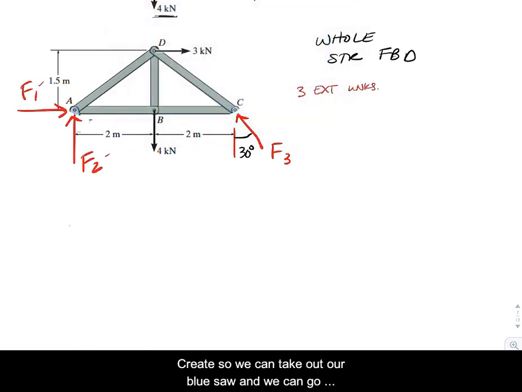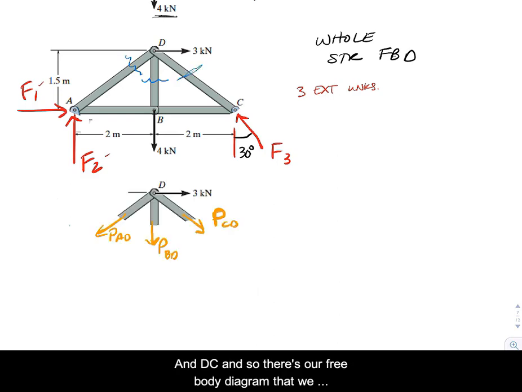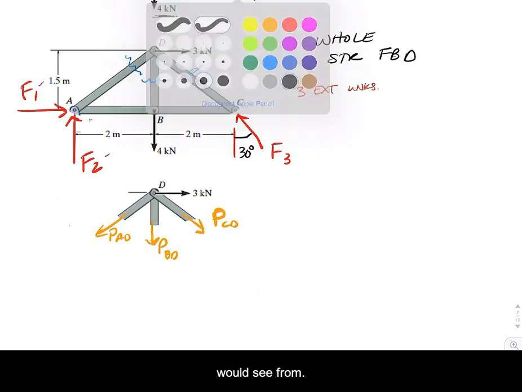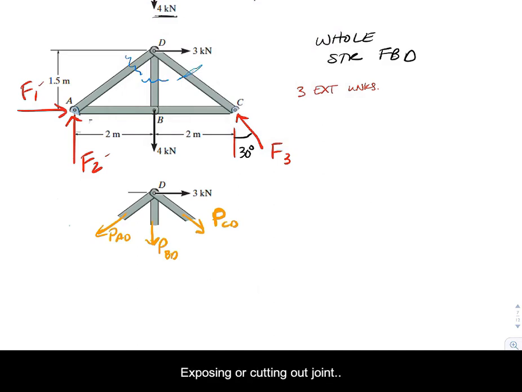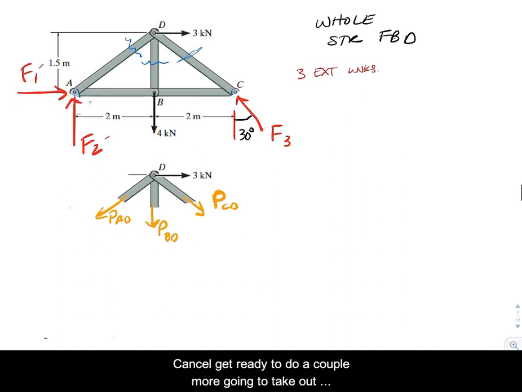So we can take out our blue saw and we can go ahead and cut out joint D. And so when we do that, we end up exposing the internal force right there in AD, BD, and DC. And so there's our free body diagram that we would see from exposing or cutting out joint D. 3 internal forces in AD, BD, and CD.